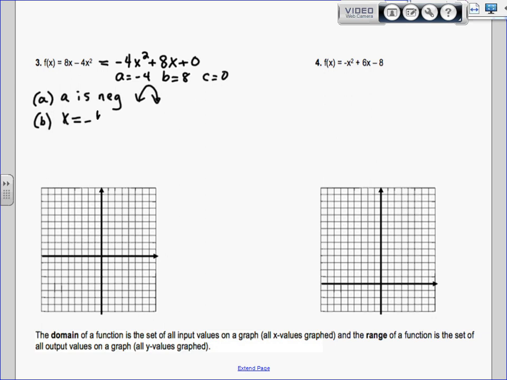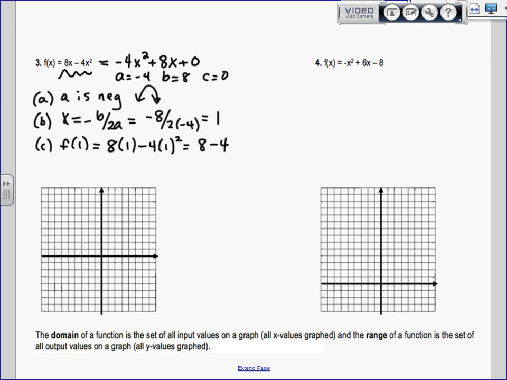B, I do my x equals negative b over 2a. So I get -8 over 2 times -4. So -8 divided by -8 is 1. C, I want to find the y value that goes with that 1. So I find f of 1. You can plug in here or the standard form, it doesn't matter. So I have 8 times 1 minus 4 times 1 squared. So I get 8 minus 4, which is 4. So that means my vertex is 1, comma 4.